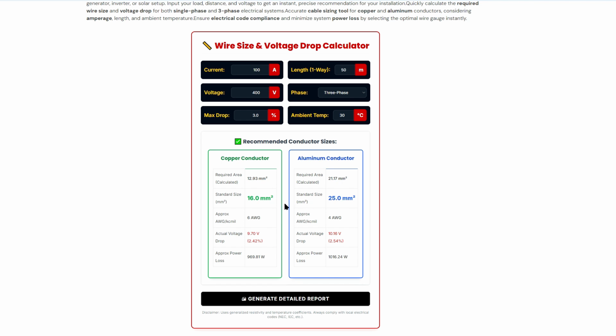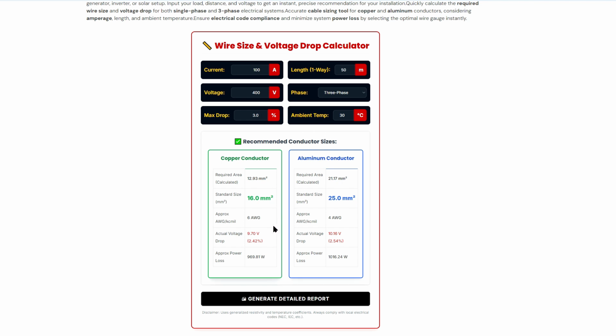The results provide the nearest standard metric size, the actual voltage drop, in volts and percentage, and the wasted power loss in watts. For our example, a 100 amperes, 50 meter 3-phase run at 400 volts demands a 25 mm² copper cable to safely meet the 3% drop limit.